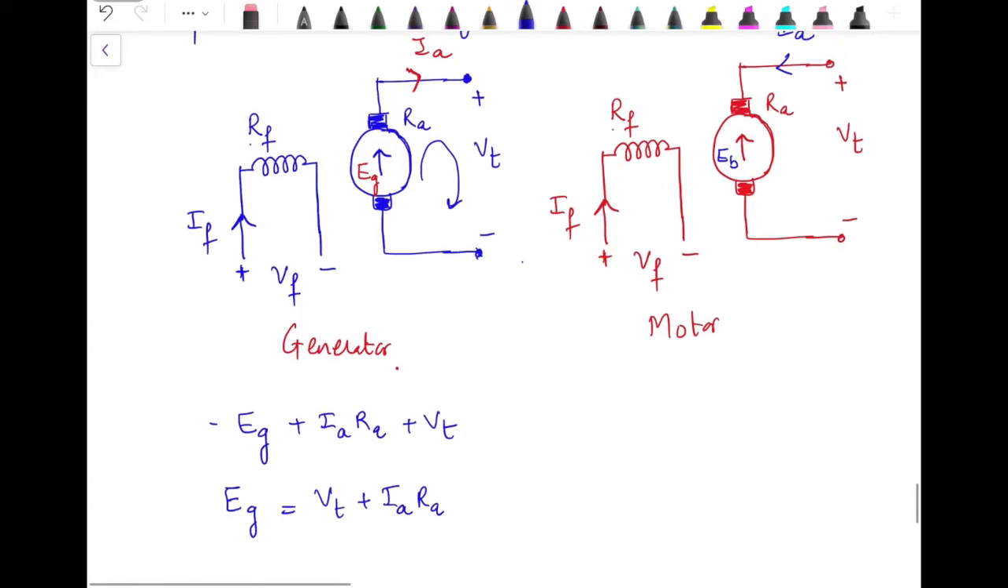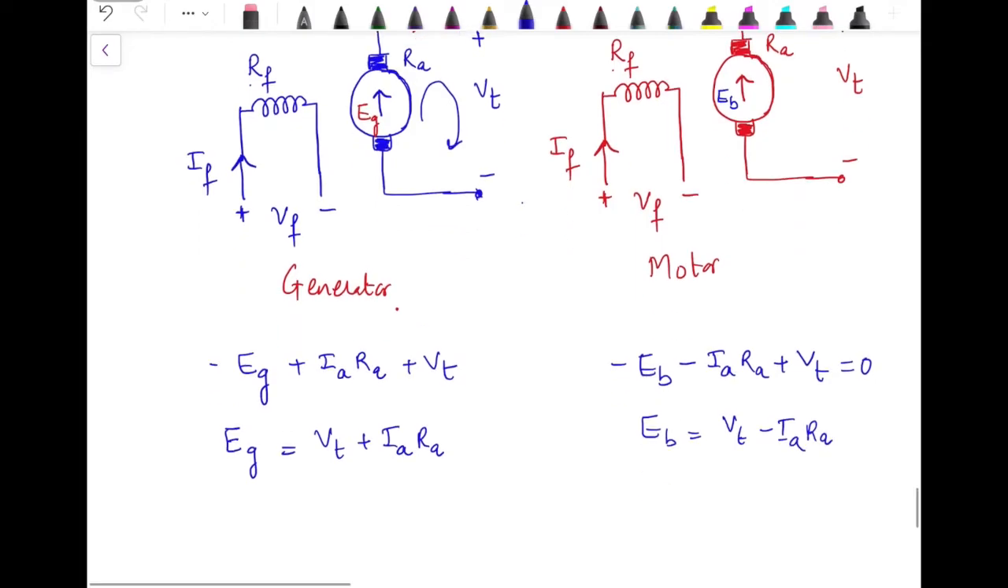Similarly, we can write the voltage balance equation in case of motor. Now in motor, we have minus EB. Then since the current is flowing in the opposite direction, minus IARA plus VT equal to 0, or EB is equal to VT minus IARA. So the difference is whether this armature drop is added to the terminal voltage or subtracted from the terminal voltage.